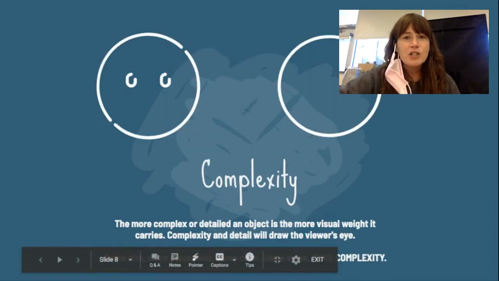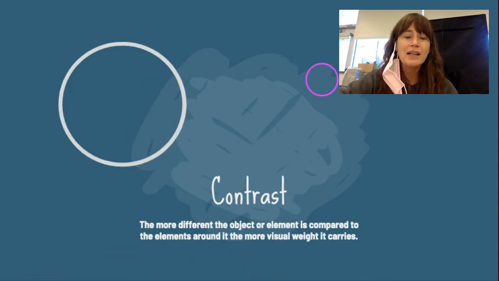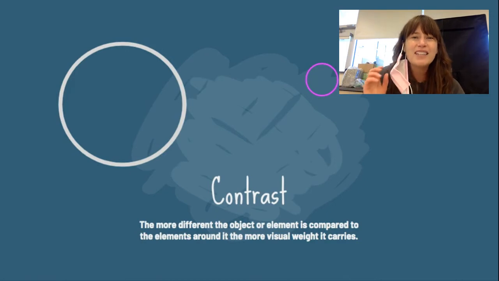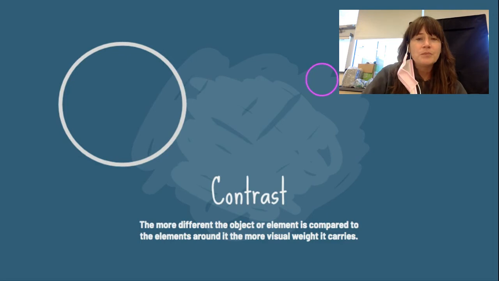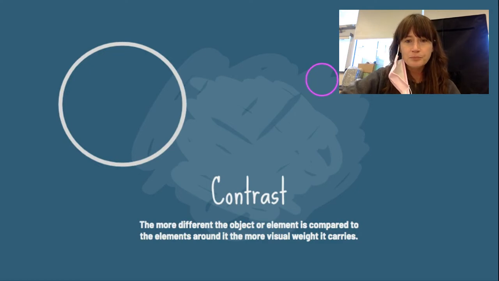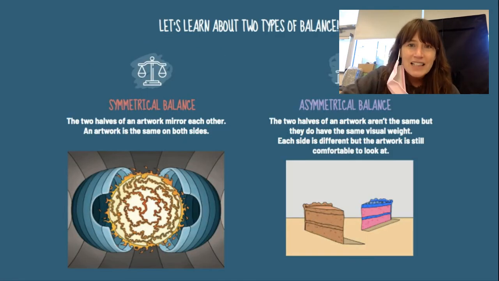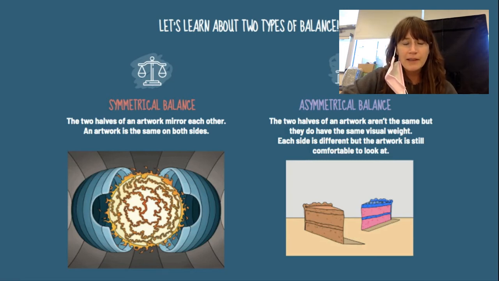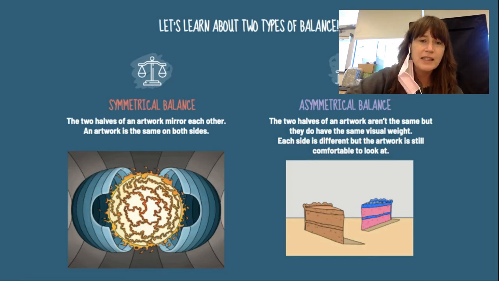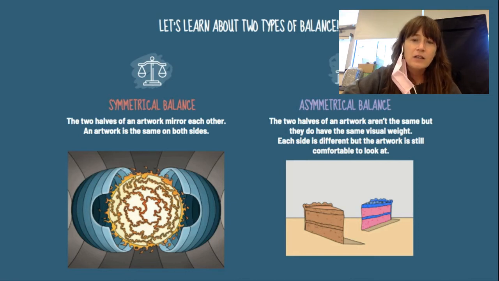So a few things that can draw a viewer's attention or have more visual weight. One thing would be complexity. The more complex an object is, like a line, a shape, a color, etc., the more visual weight the object will have and the more it will draw the viewer's attention. The size of an object will also draw a viewer's attention more and then have larger visual weight. You can see in this slide, the larger circle has more visual weight, grabs your eye.